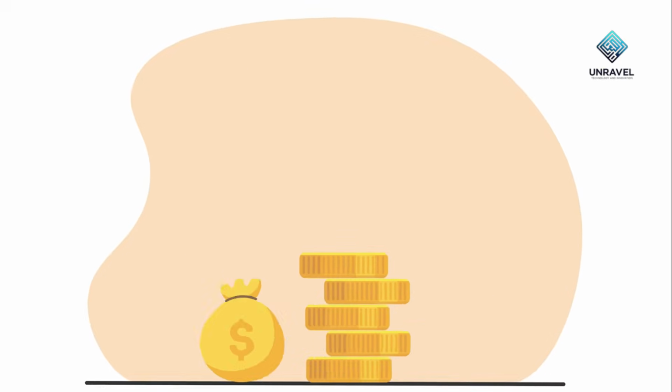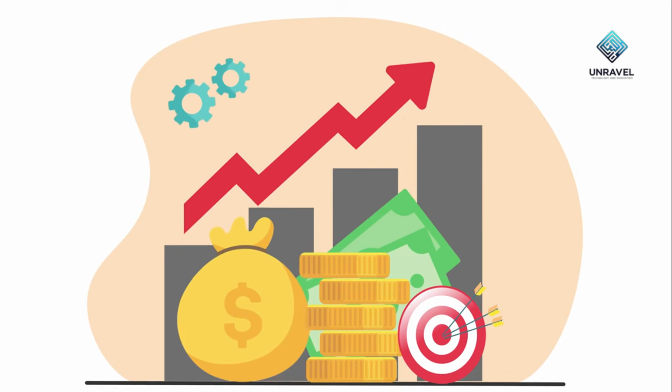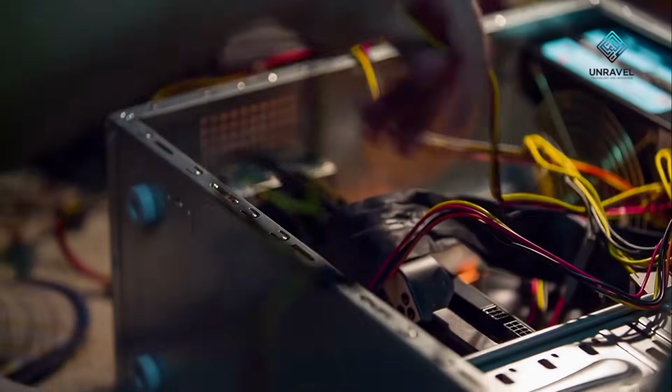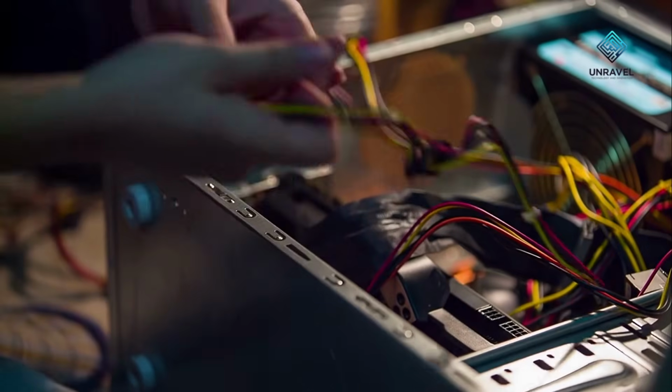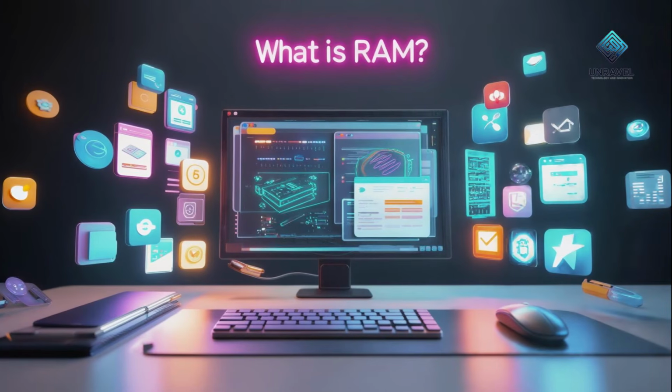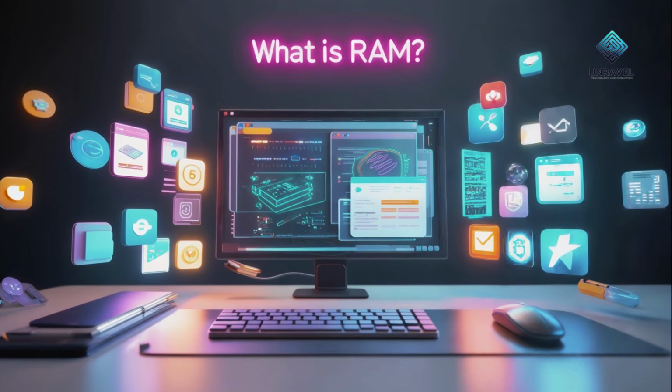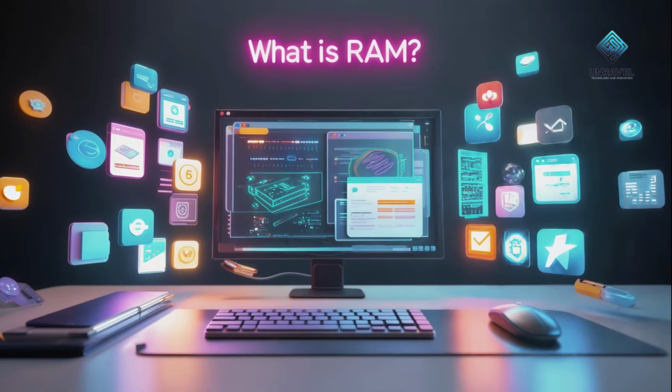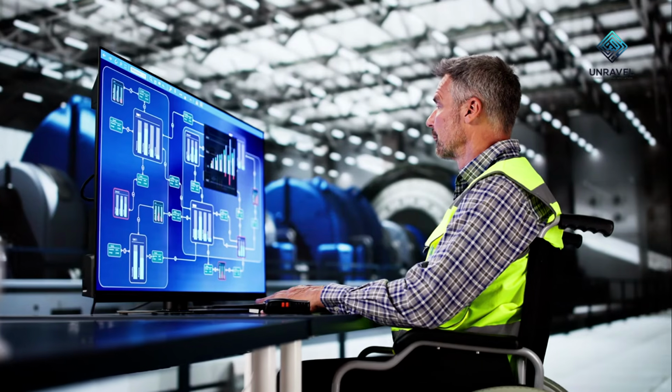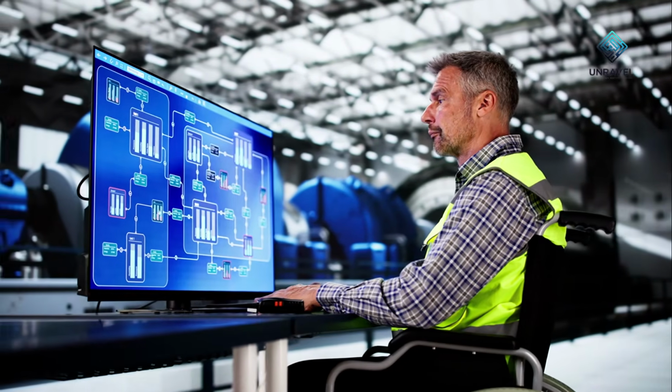The takeaway? RAM is one of the most cost-effective upgrades you can make to your device. It's often the difference between a sluggish system and one that feels brand new. So, what is RAM? It's your device's short-term memory, the desk where your computer lays out the things it's working on right now. Without it, nothing would feel smooth, fast, or responsive.